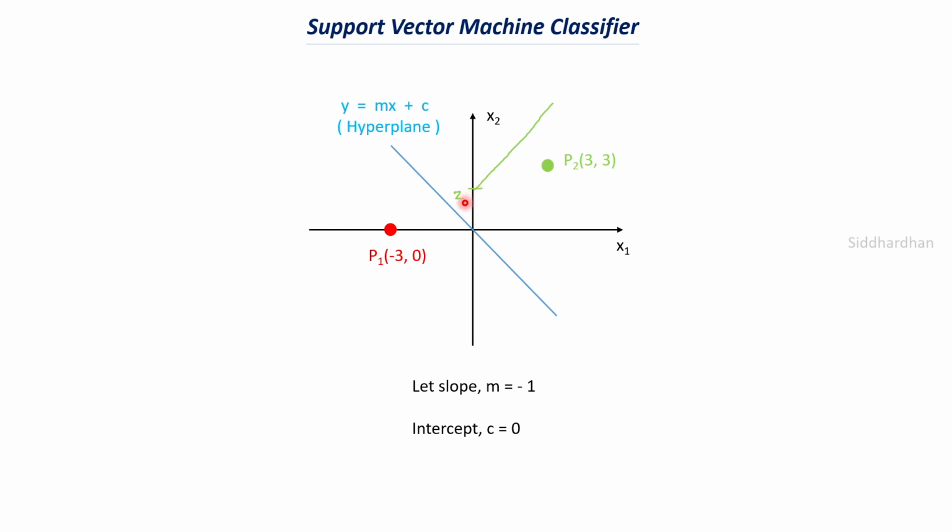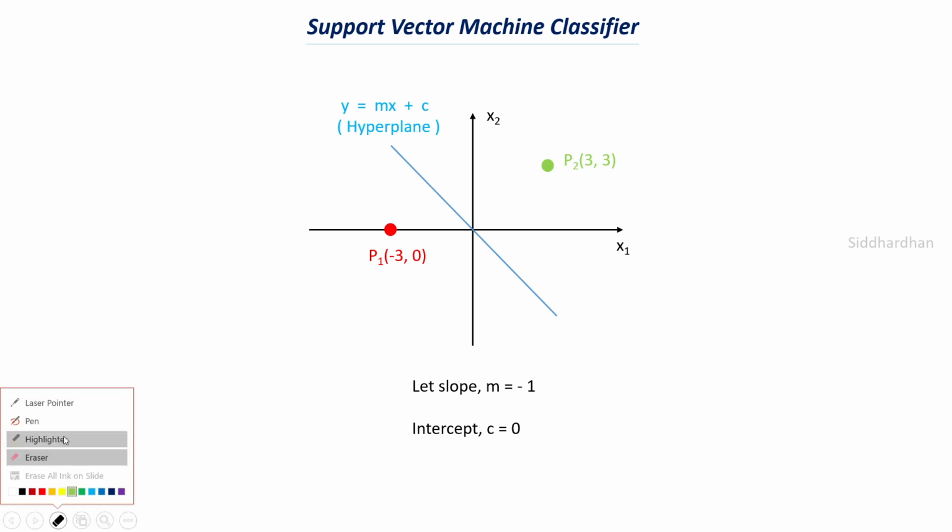Similarly, for this green line the intercept value can be 2, but for this blue color line the intercept value is 0 as it passes through the origin. That's what you need to understand. So we have two data points, P1 and P2, minus 3 comma 0 and 3 comma 3, and then we have a hyperplane represented by this blue colored line, and the equation of this line is y is equal to mx plus c, where m is the slope of the line, which is minus 1, and the intercept c is equal to 0. Now I'm going to take these two parameters. This slope and intercept are the two parameters of my line, right?